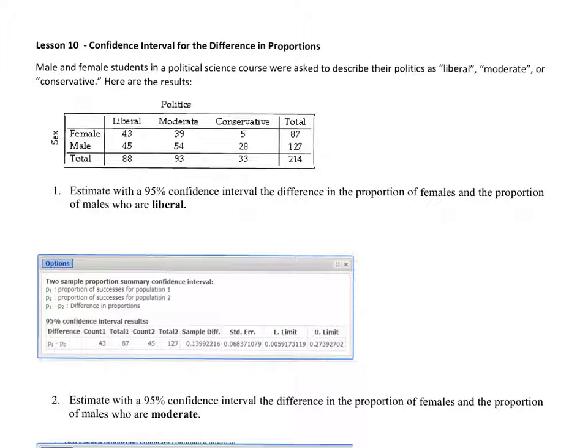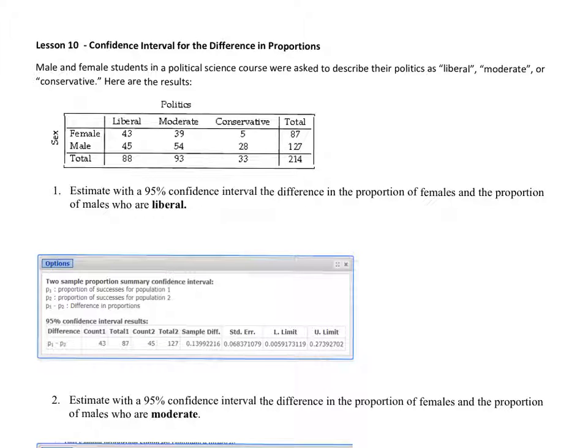Okay, we're going to relook at a data set that we looked at in the video for chi-squared. Remember that in that situation, we saw that there was an association between a student's gender and their political leaning. So since there is an association, we might like to do some estimations. For instance, are more females liberal than males? So we want to compare the difference in the population proportions, and we're going to use a confidence interval to do that.